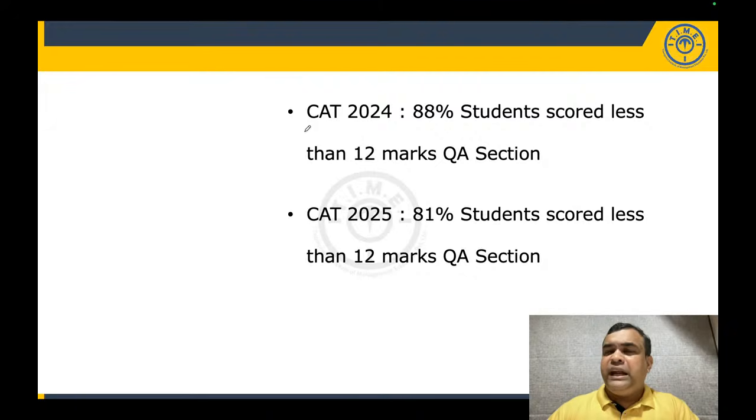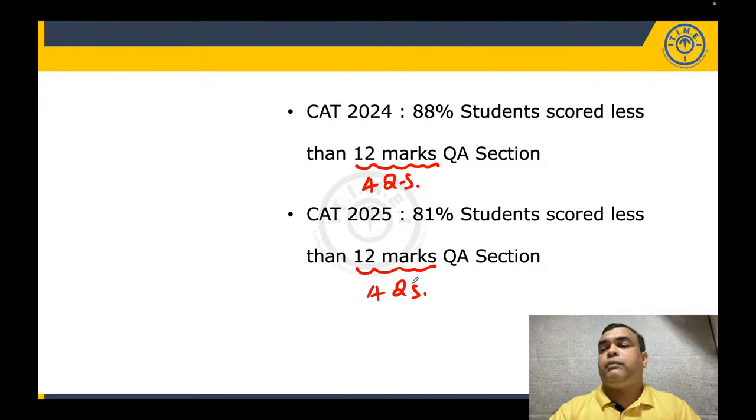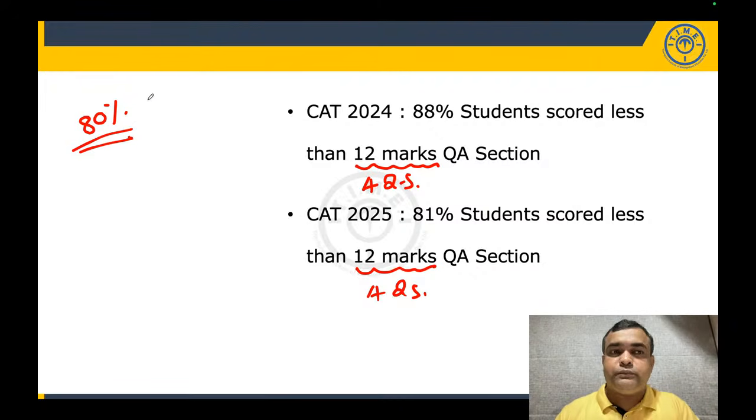Okay. In CAT 24, 88% students score less than 12 marks. 12 marks means what? How many? 4 questions correct. 81% students score less than 12 marks. So again 4 questions correct. Even if I take both the exams together, I'm just trying to tell that 80% of the students are not able to get even 4 questions correct in Quant.